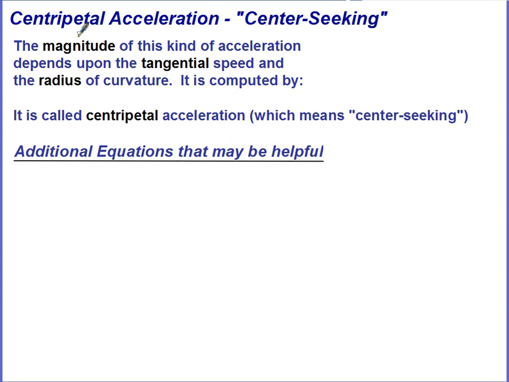So the magnitude of this kind of acceleration depends on both the tangential speed and the radius of curvature, and we can find its magnitude by taking the speed, squaring it, and dividing it by the radius of that circular motion. So it depends on those two things. Now the derivation for that equation is quite difficult to go through, so I'm not going to do that here. But let's take that as sort of a given here. Let's just look at some proportionalities.